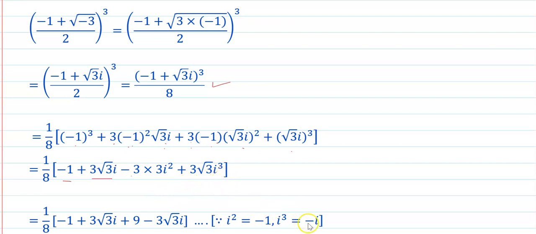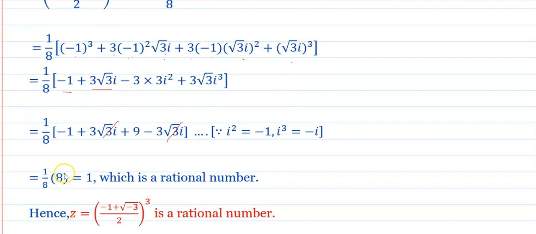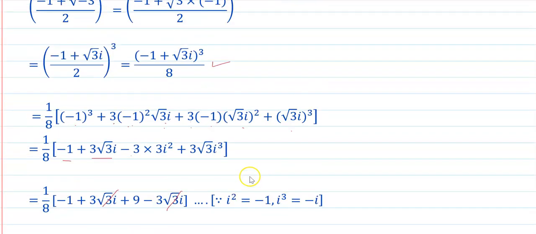I cube means what? Minus i. Okay. And overall, you will get minus 3 root 3 i. That plus and minus get cancelled. Minus 1 plus 9, you will get 8. 8 into 1 upon 8, you will get 1, and which is the rational number. And hence, it is proved. That is, z is equals to ((minus 1 plus i root of minus 3) upon 2) whole cube is a rational number. Okay.